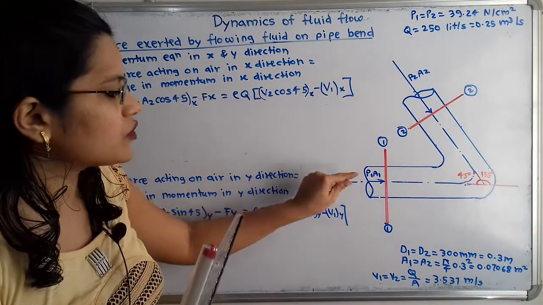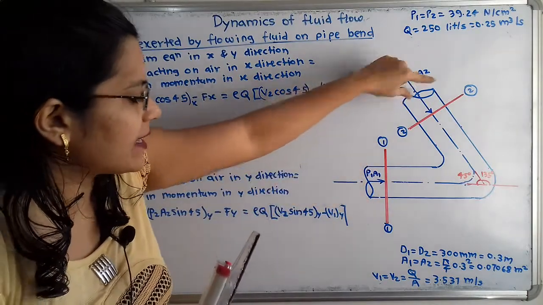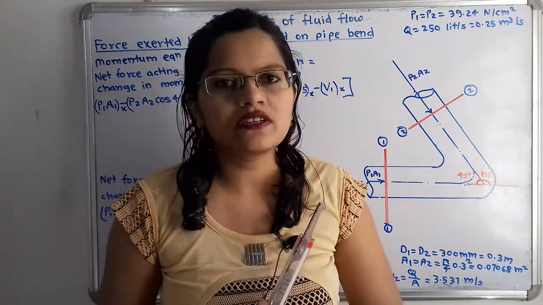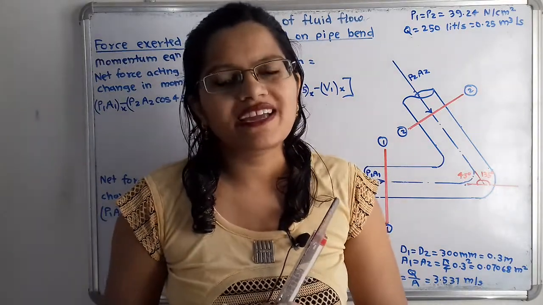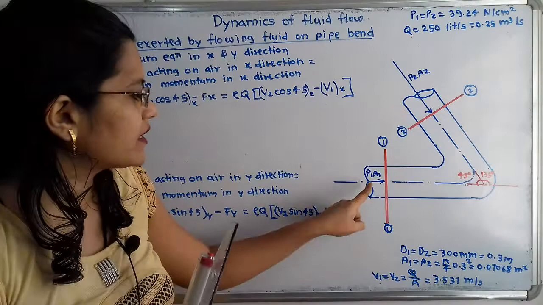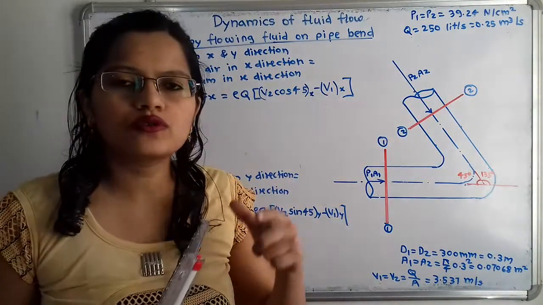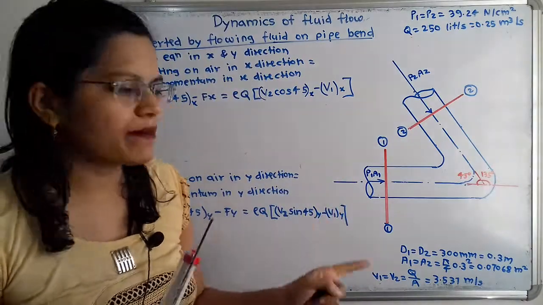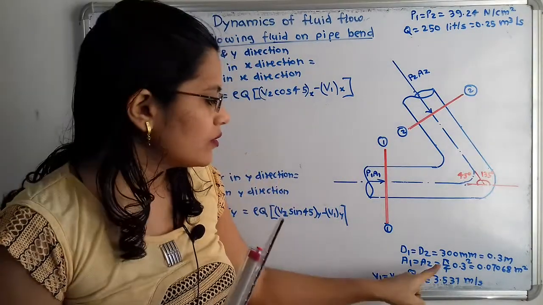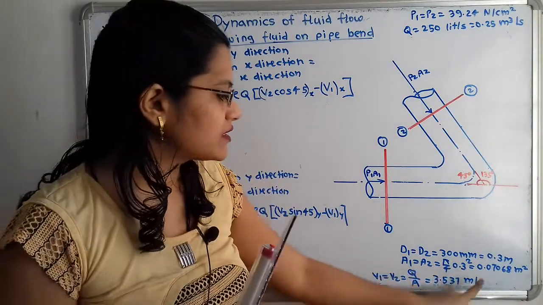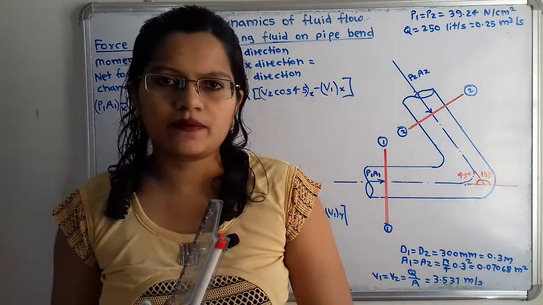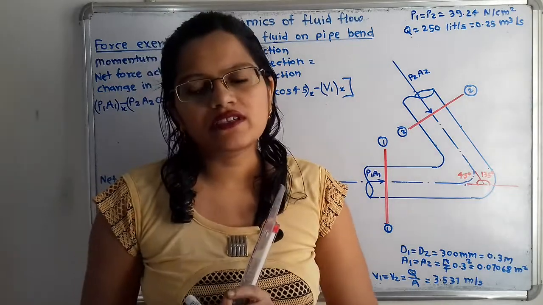Then the diameter is also given. The diameter at inlet and outlet is the same, that is 300 millimeter, which is equal to 0.3 meter. From that we can calculate the area. Area A1 is equal to A2. This is a pipe of circular cross section, so area is pi by 4 d square. So pi by 4 times 0.3 square is equal to 0.07068 meter square.